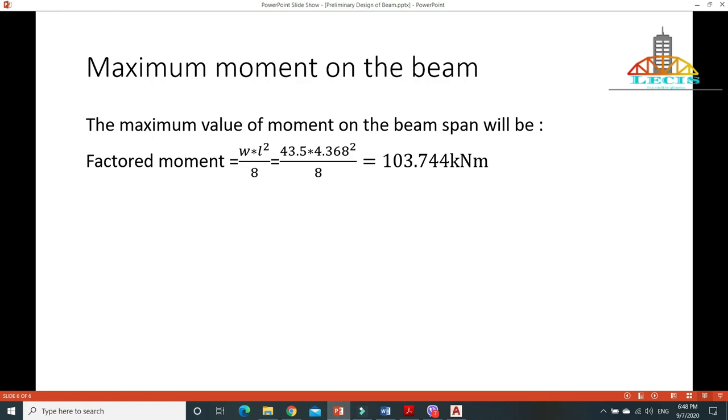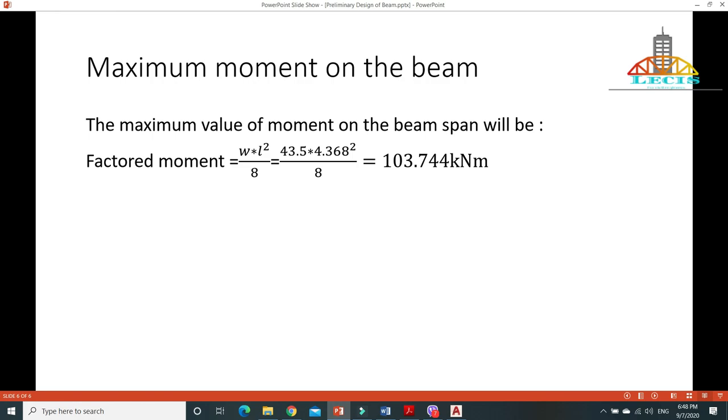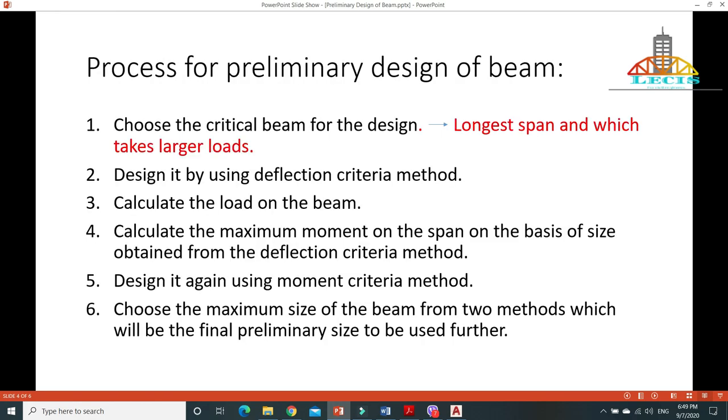Now we are going to calculate the maximum moment of the beam. Maximum moment occurs at the mid-span of the beam, and the value of maximum moment is given by the formula WL square by 8. So we have W 43.5 Newton per meter, which we just calculated as the factored weight per unit length, and length 4.368, that is the length of the beam. WL square by 8 gives 103.7 kN meter, which is the maximum factored moment. So we finished the 4th task, that is we calculated the maximum moment on the beam.